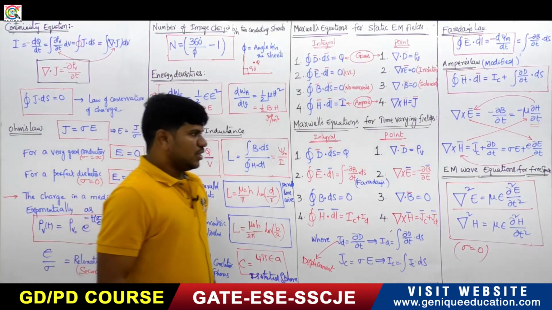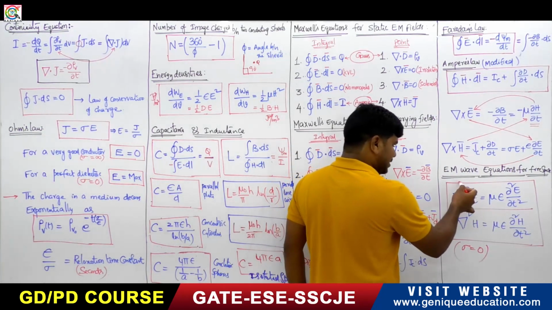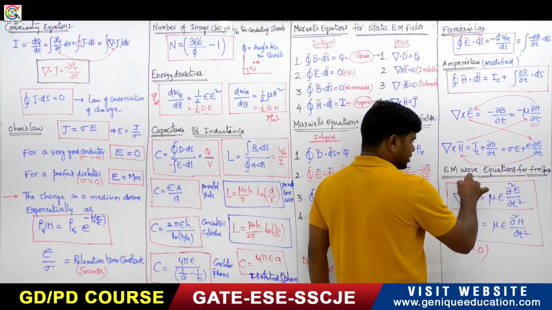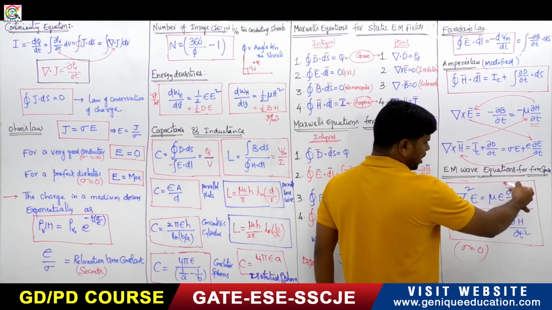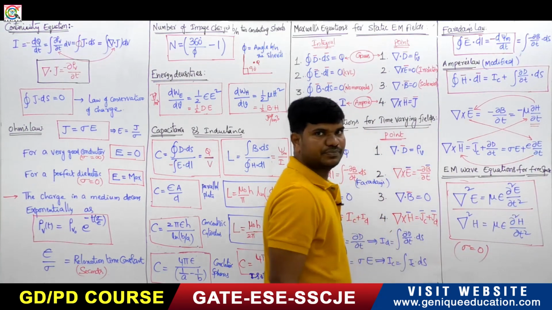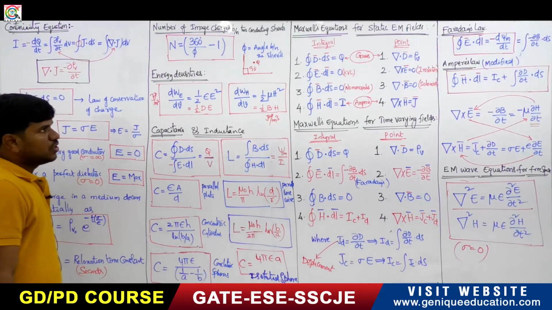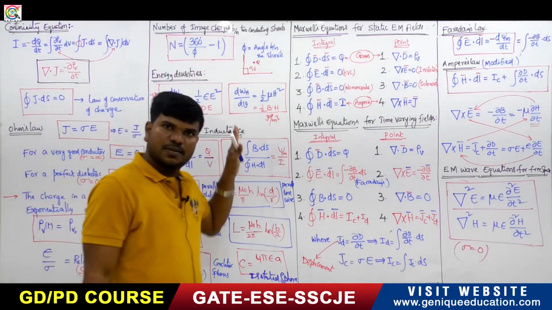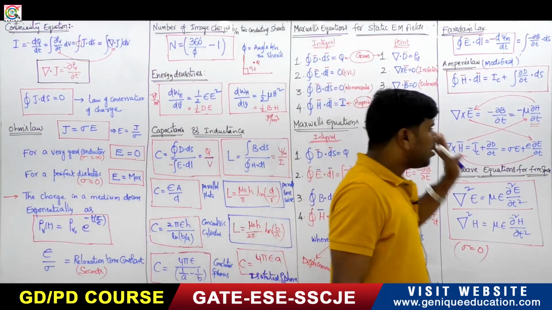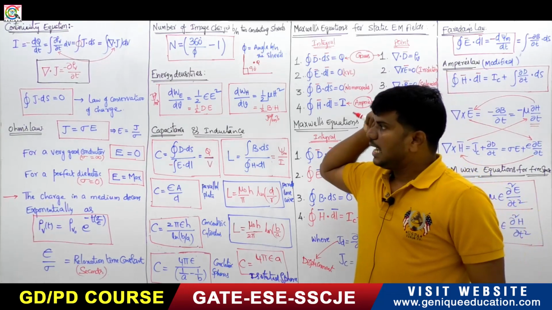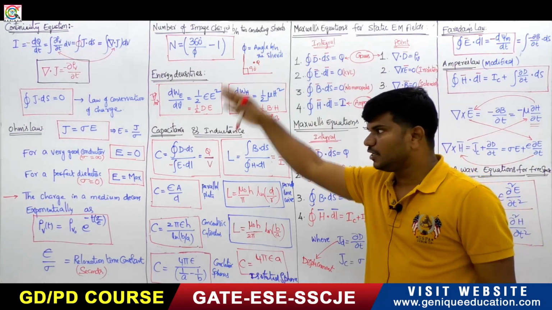So this is representing the harmonic in space. This is representing the harmonic in time. This is the point you have to understand. So these are very, very important. These are up to the static and time varying electromagnetic fields.